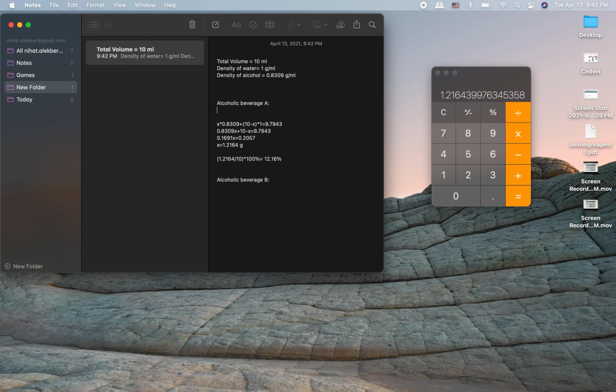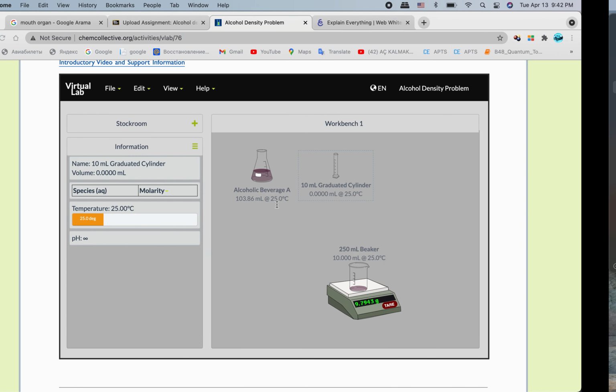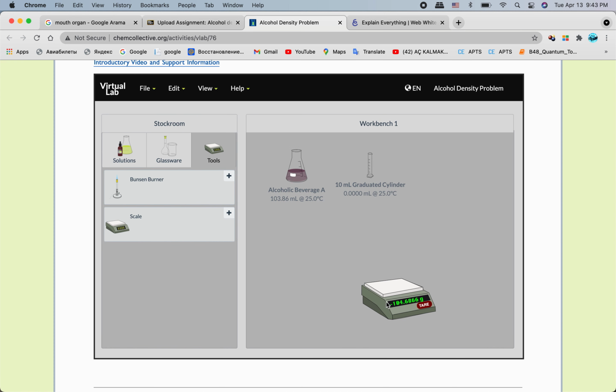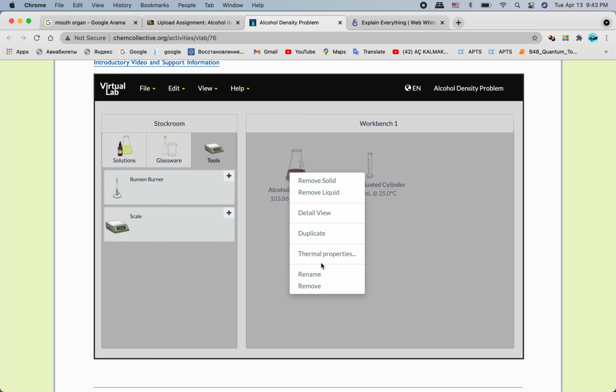The same procedure for B. This total mass is for this one, and we have to find the total mass for beverage B. That's why I'm going to quickly remove everything.